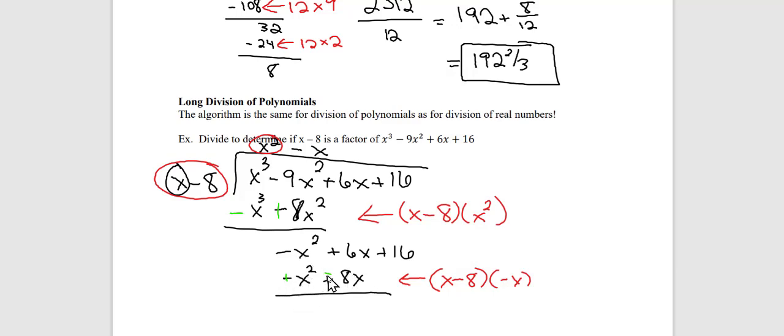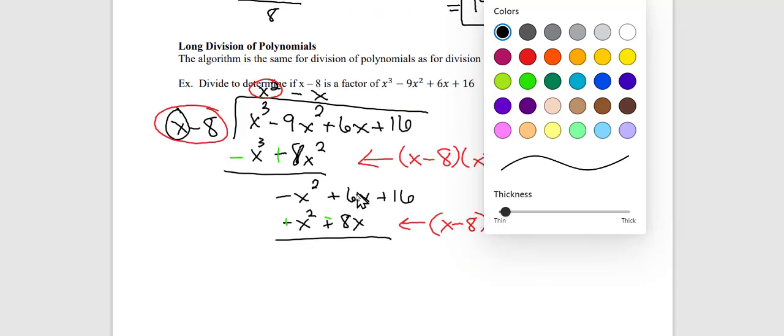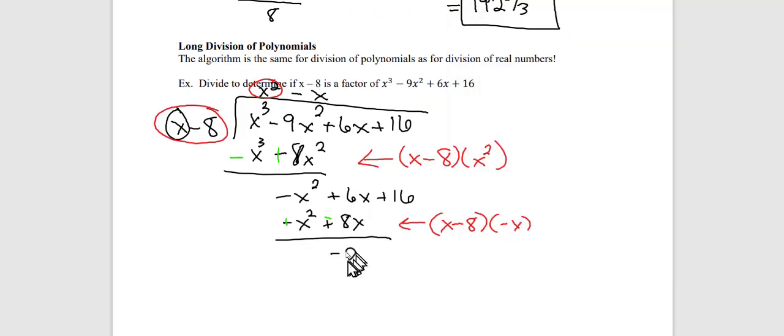Changes the negative x squared to a plus. I get negative x squared plus x squared will give me 0. Now I have 6x minus 8x is negative 2x plus 16. Now I go back to my x minus 8. Just like above, I went back to my 12.